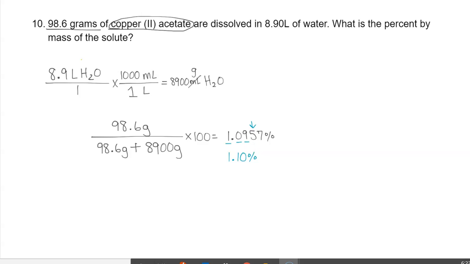1.10% copper 2 acetate, which I am going to actually crisscross and figure out our formula. Copper 2 has a positive 2 charge, and acetate is C2H3O2 with a negative 1 charge. So when we crisscross here, our final formula is Cu, and then C2H3O2, and 2 of those. That 2 would come down right there. So here is our final answer, rounded to correct significant figures. We have 1.10% by mass of copper 2 acetate.